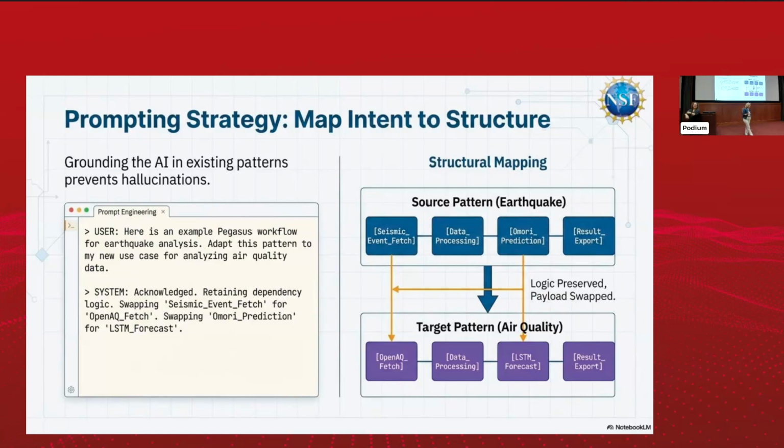So the same type of pattern can be applied to the question of air quality. You give it that example workflow, you ask it to generate an air quality workflow with particular types of elements that you want in it. You can also take this pattern, you can expand it, you can add nodes just through prompting.